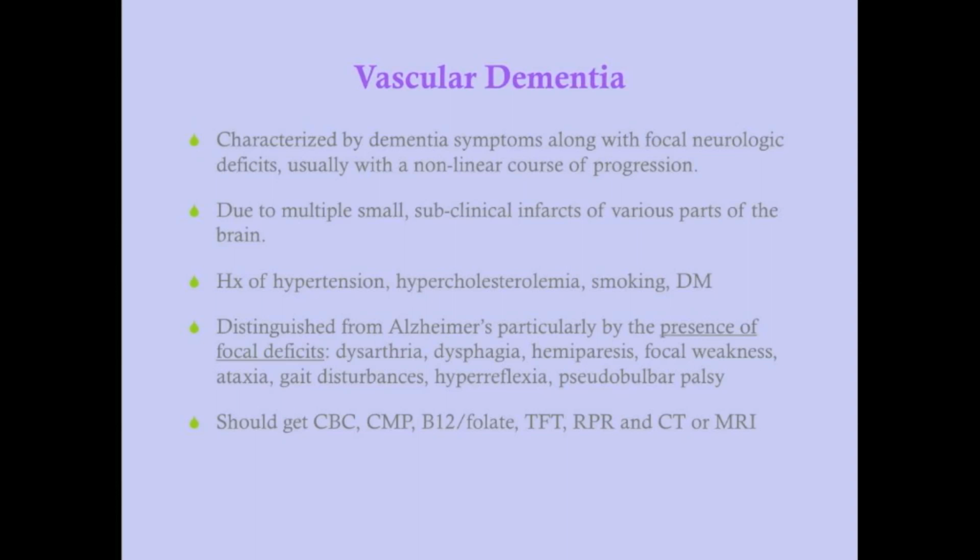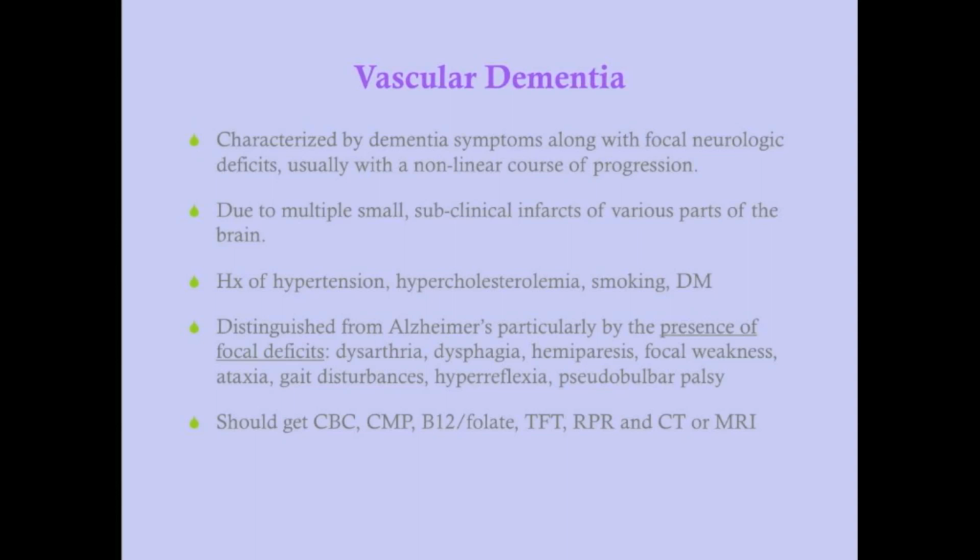deficits. The most common ones you're going to see are dysarthria, dysphagia, any kind of hemiparesis, focal weakness, ataxia, gait disturbances, hyperreflexia, which shows upper motor neuron damage, and pseudobulbar palsy, which is actually an inappropriate random display of emotion, usually laughing or crying. All of these, except for probably pseudobulbar palsy, can be demonstrated on the physical neurological exam.